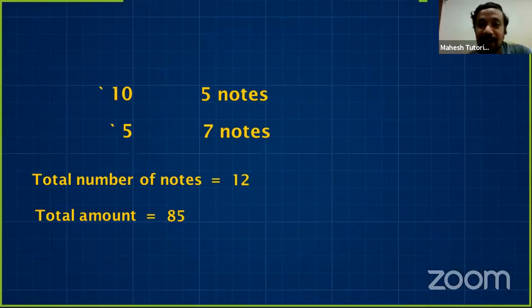So students, when I'm having 5 notes of rupees 10 and 7 notes of rupees 5, the total amount that I have is rupees 85. I hope this concept is clear to everyone. Now, based on this concept, let us proceed towards the next sum, an activity-based sum.